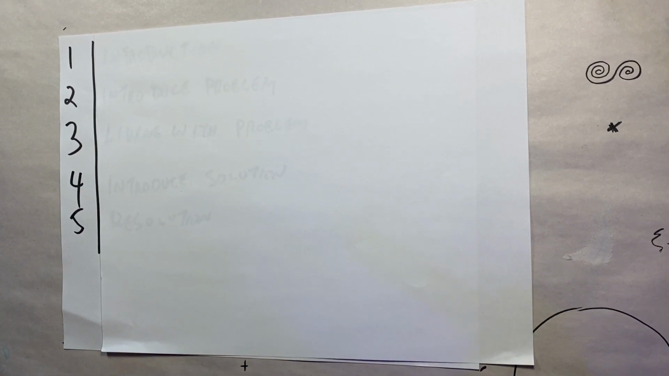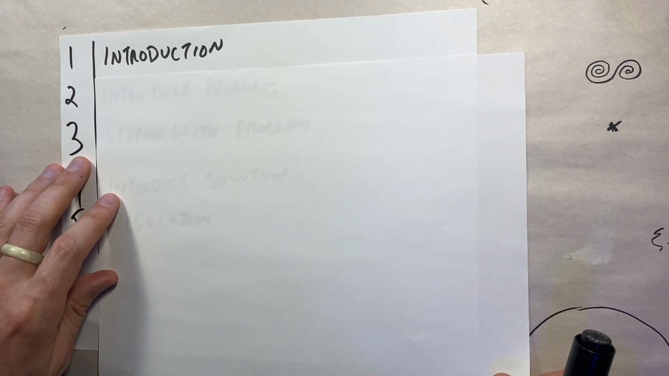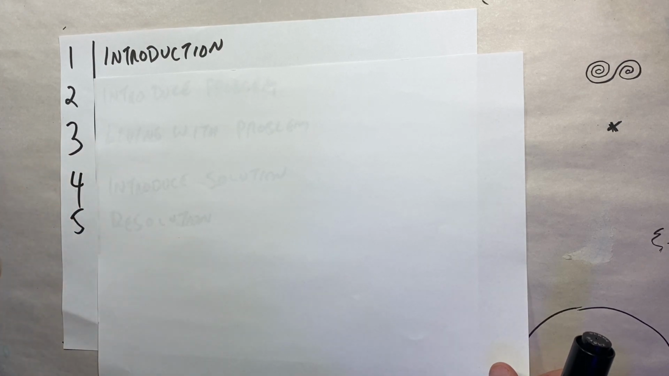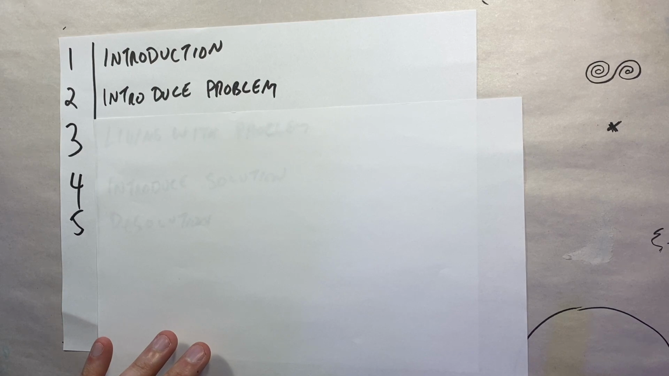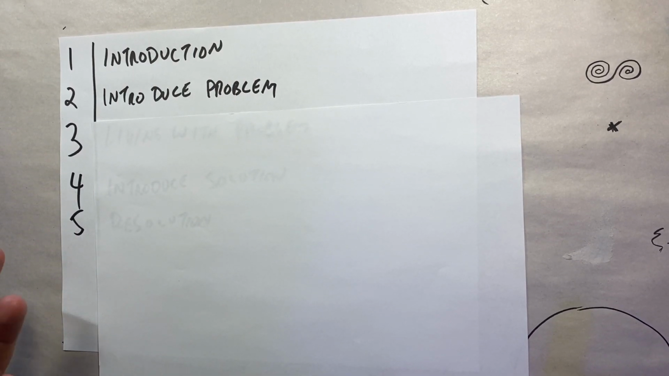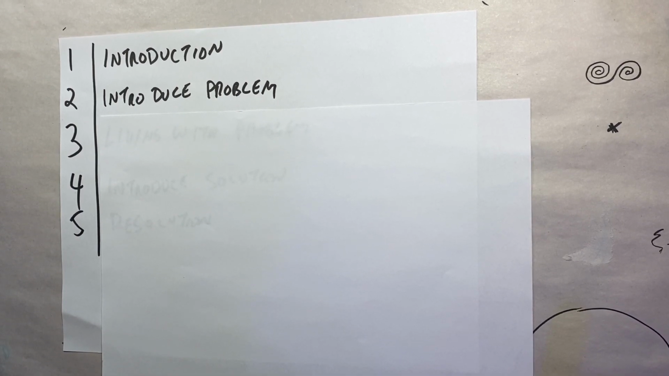So there are lots of different ways to break down a story, and personally, I enjoy breaking it down into 5 parts. First, we got the introduction. So this is where we introduce the character and the settings. Next up is where we introduce the problem. Now earlier, I mentioned that the conflict is what drives the story. So this part, number 2, is going to be an incredibly important part of the story.